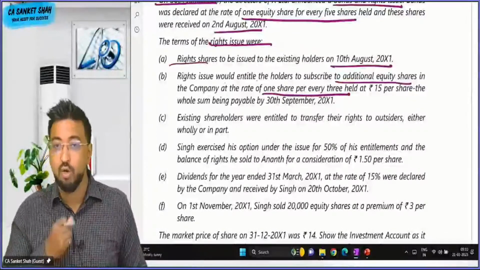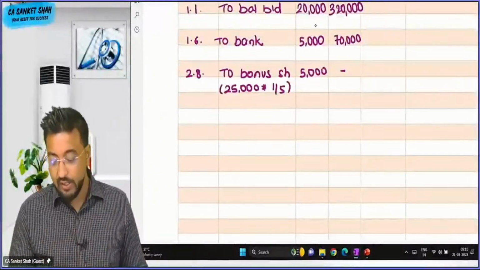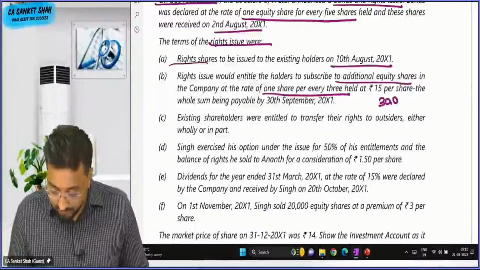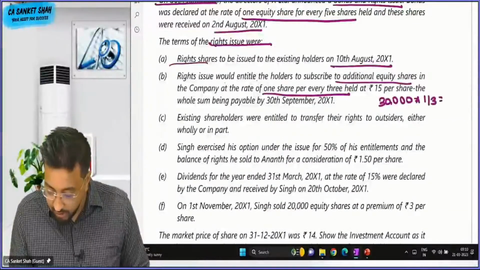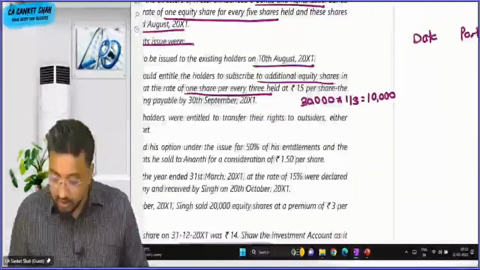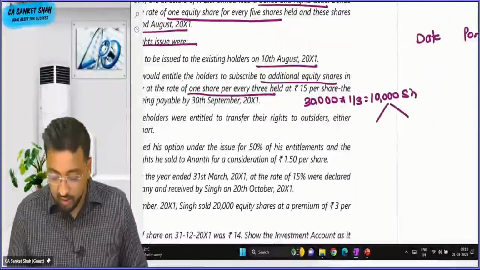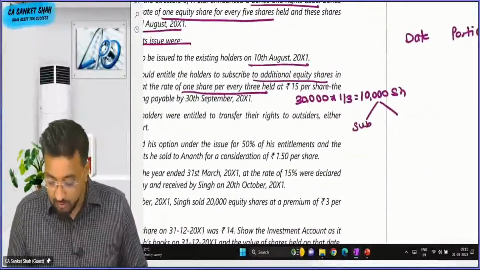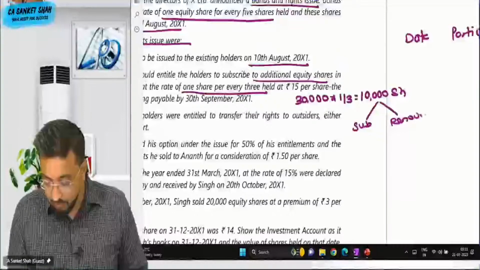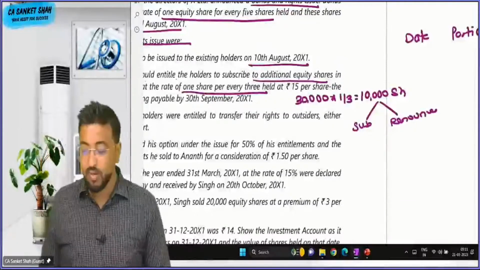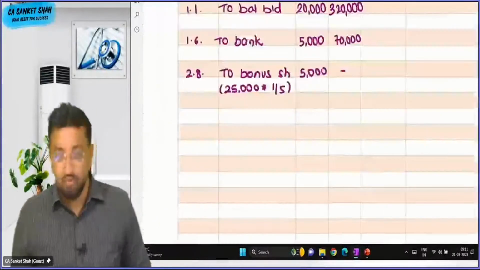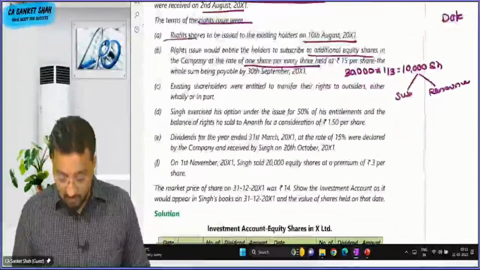Concentrate. How many shares? 20,000 plus 5,000 plus 5,000, so 30,000 shares. Into 1 share for 3 shares. So how many shares? 10,000 shares. Either you have a subscription option or a renounce option. Yes, on the question itself you can write it. 30,000 into 1 by 3, 10,000. Subscribe or renounce. Now, subscribed.